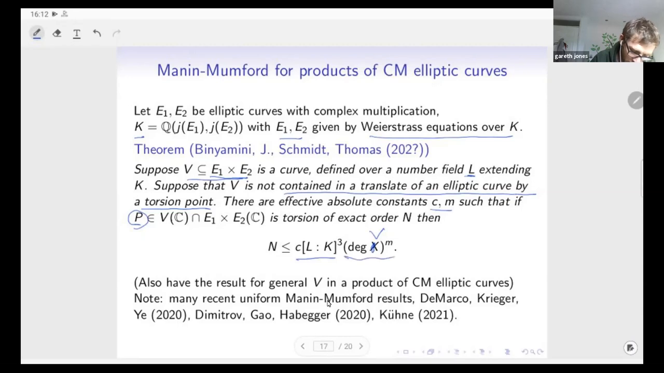And this polynomial dependence here, this is what comes from the polynomial dependence in our counting result. So recently there have been a lot of uniform Manin-Mumford results by DiMarco, Krieger, and Ye, and Dimitrov, Gao, and Habegger, and most recently by Kühne. They're all much more uniform than our result. But what they give is bounds on the number of points. So this result actually gives a kind of uniform way of computing all the torsion points. So we also get the general higher dimensional Manin-Mumford result, but that's quite nasty to state, so I won't state that.